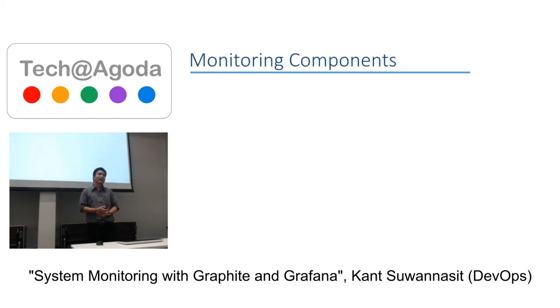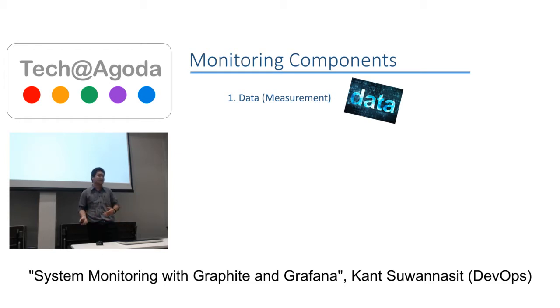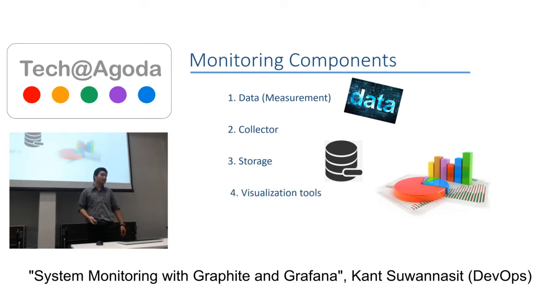So there are some components of monitoring. First is data, what we want to monitor, like, as I said, money, customers, sales. Second is the collector, how we collect that data, how we can count the customers, how we get the numbers in the bank. Third is the storage, how we keep those statistics. And fourth is the visualization tool. It means nothing if we just keep the data but cannot represent it. So the visualization tool is one of the important parts of a monitoring system.